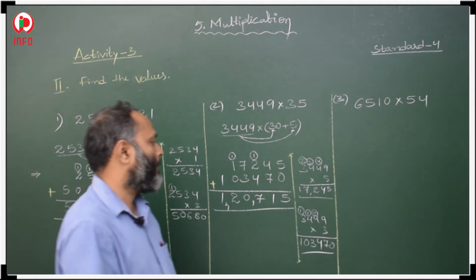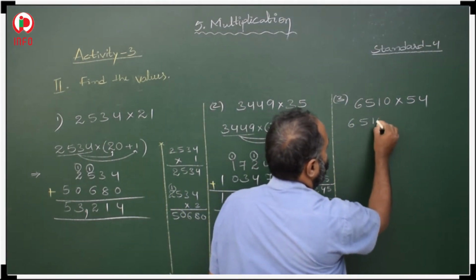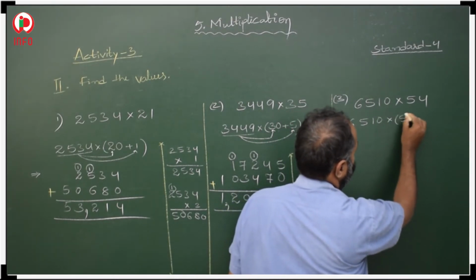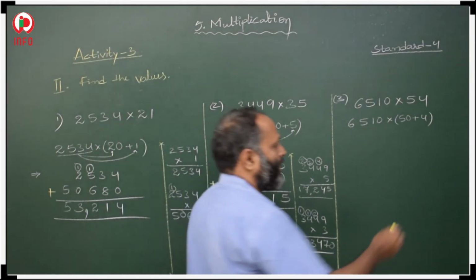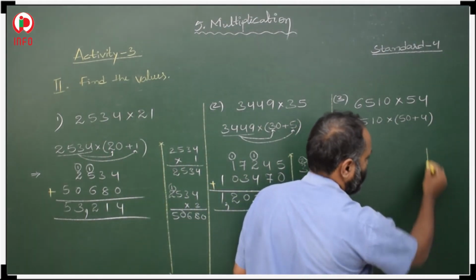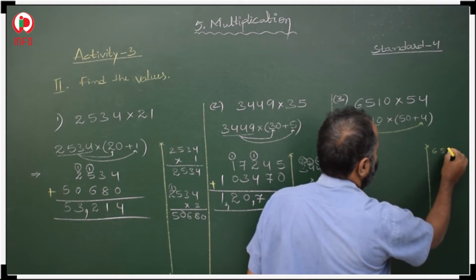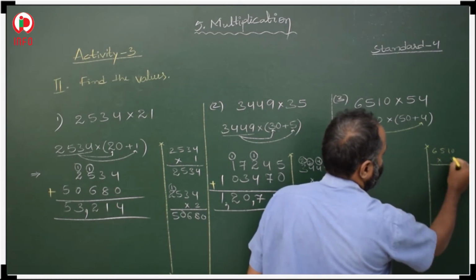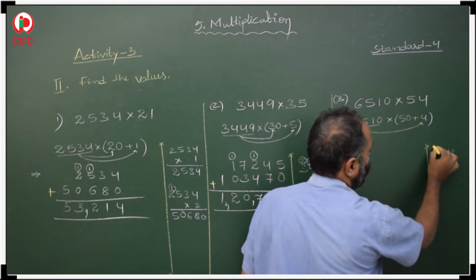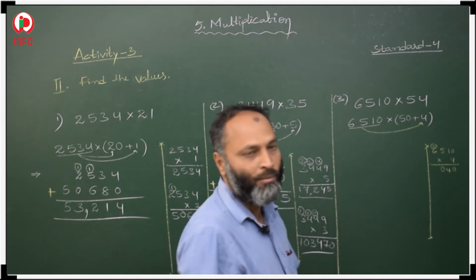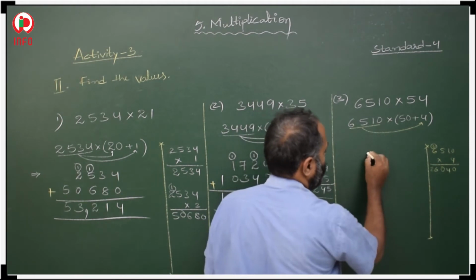Okay. Now here 6,510 as it is, multiplied by 54, which means 50 plus 4. Now, rough column first. Now, 6,510 with 4. 4 times 0 is 0, 4 1s are 4, 4 5s are 20, 0 and 2 carry, 4 6s are 24 plus 2 is 26. It is 26,040.